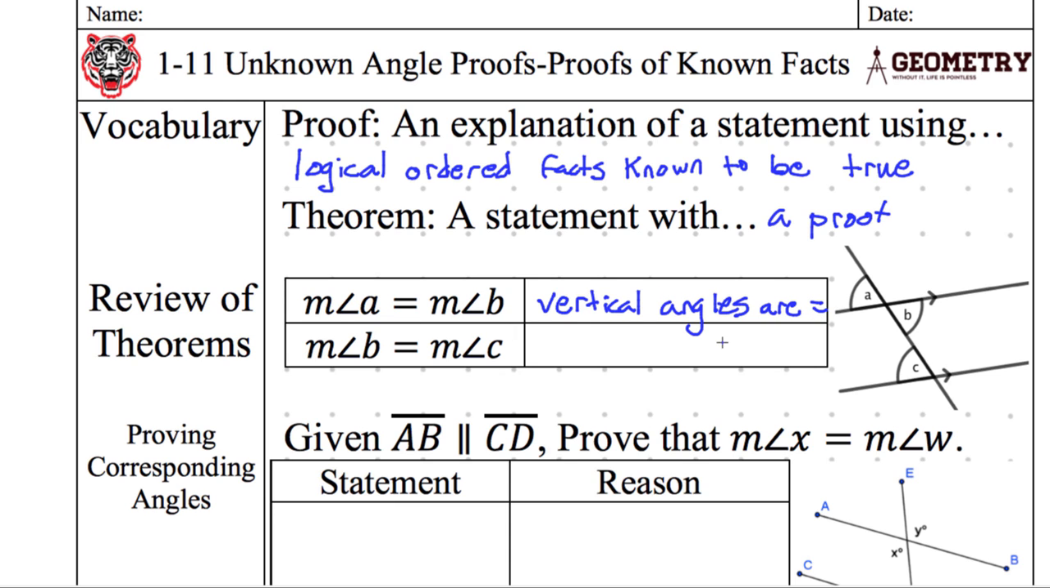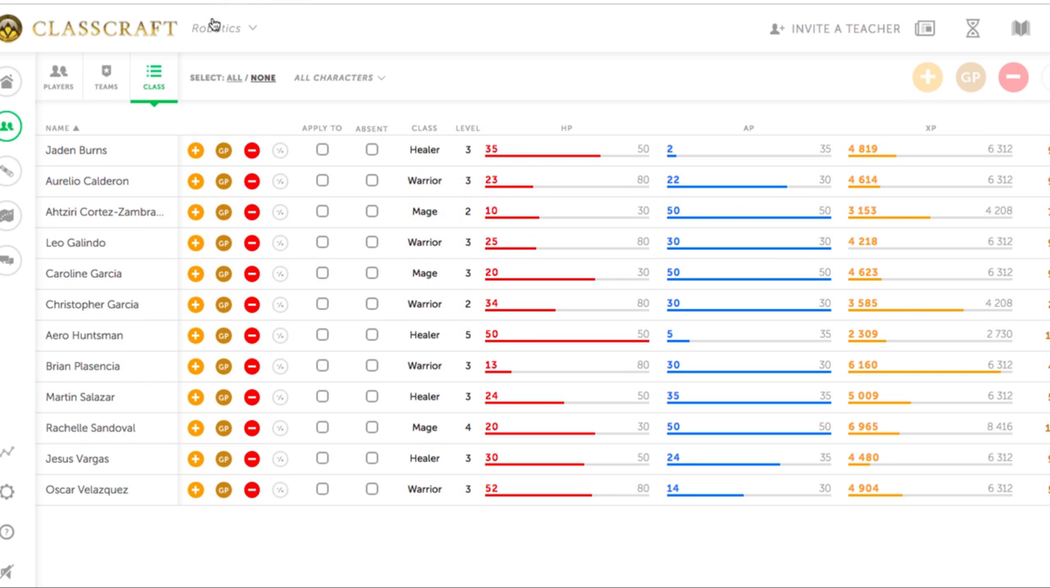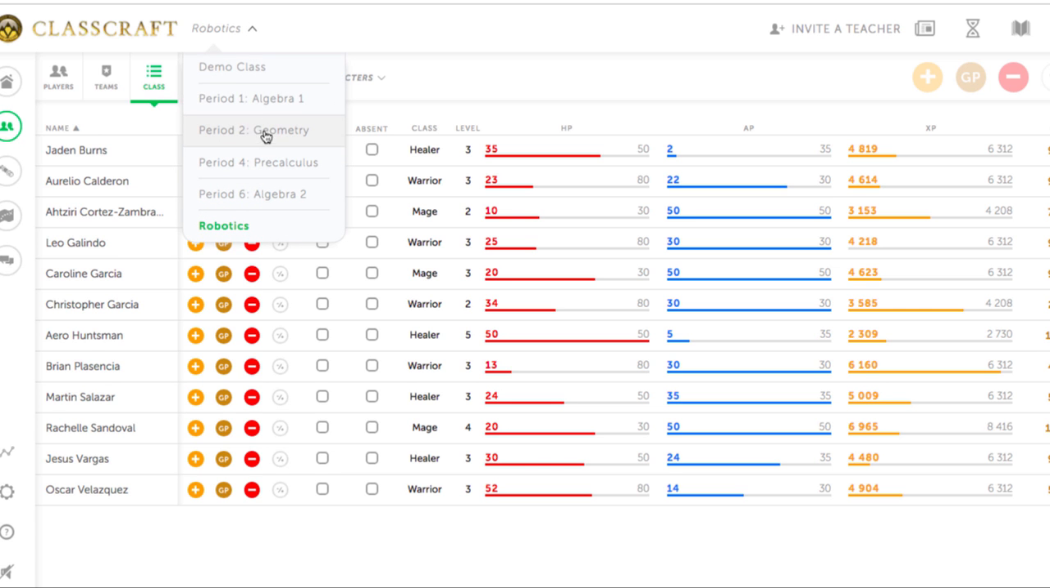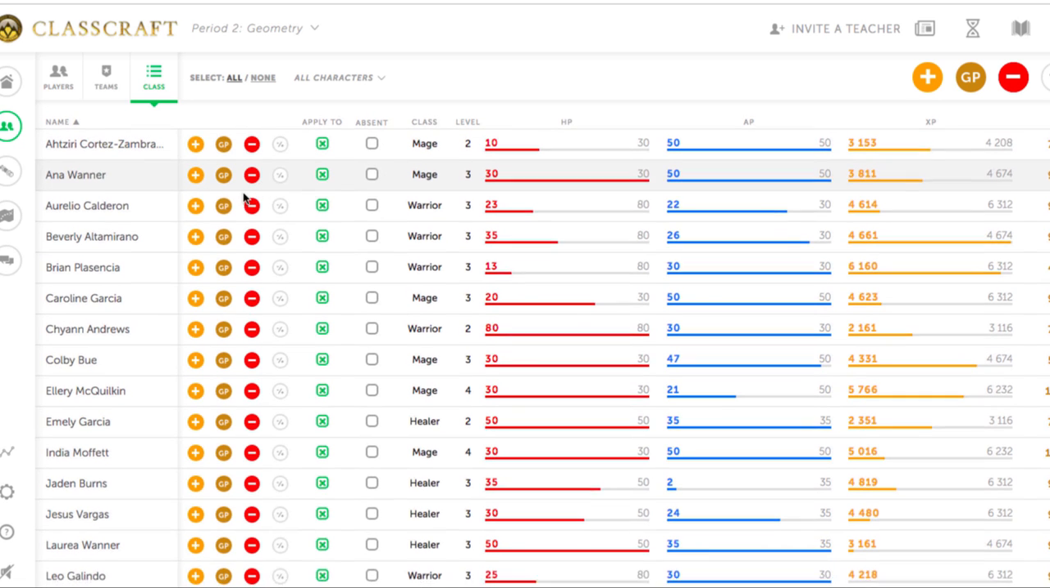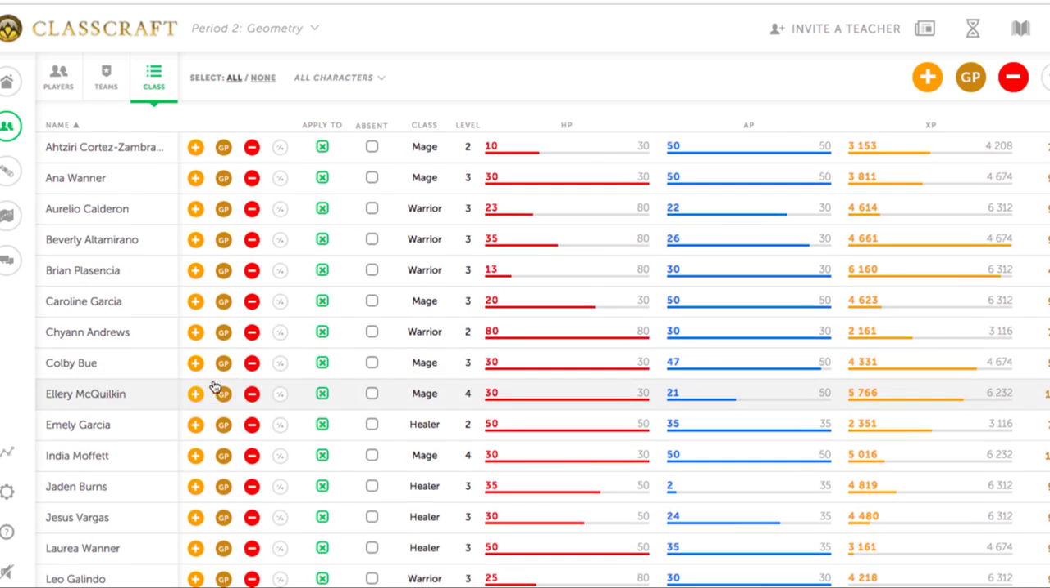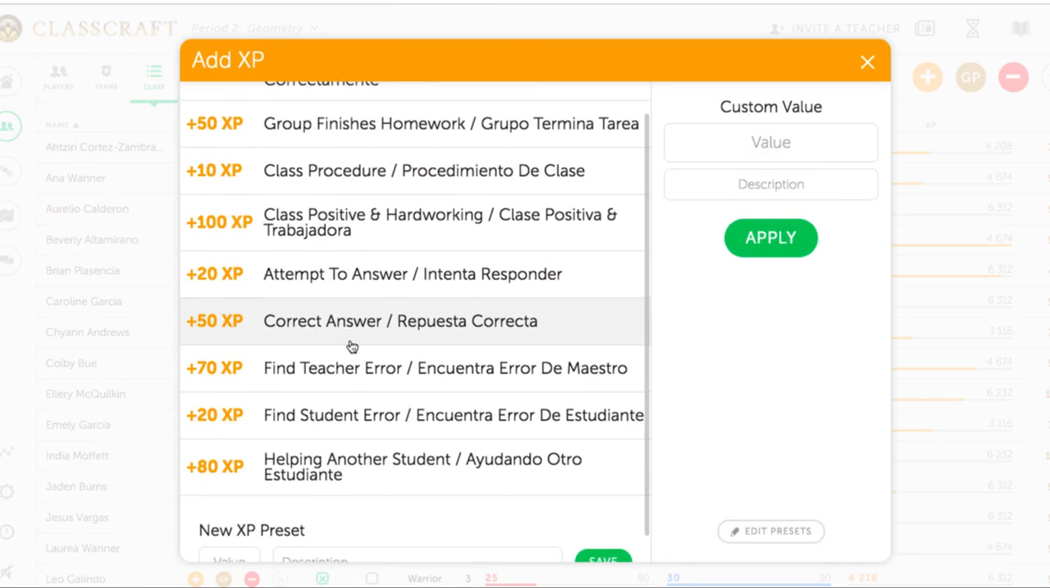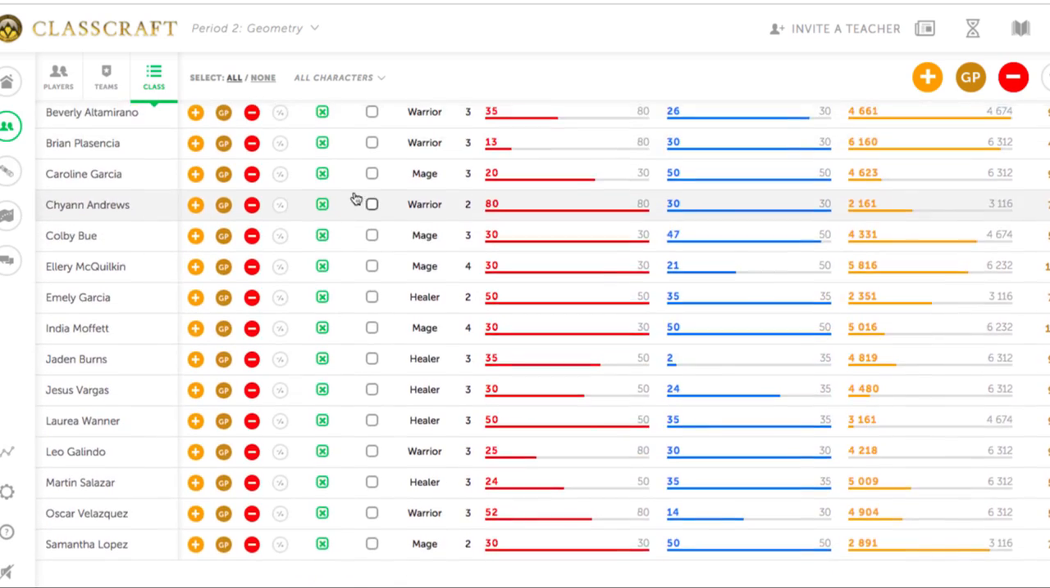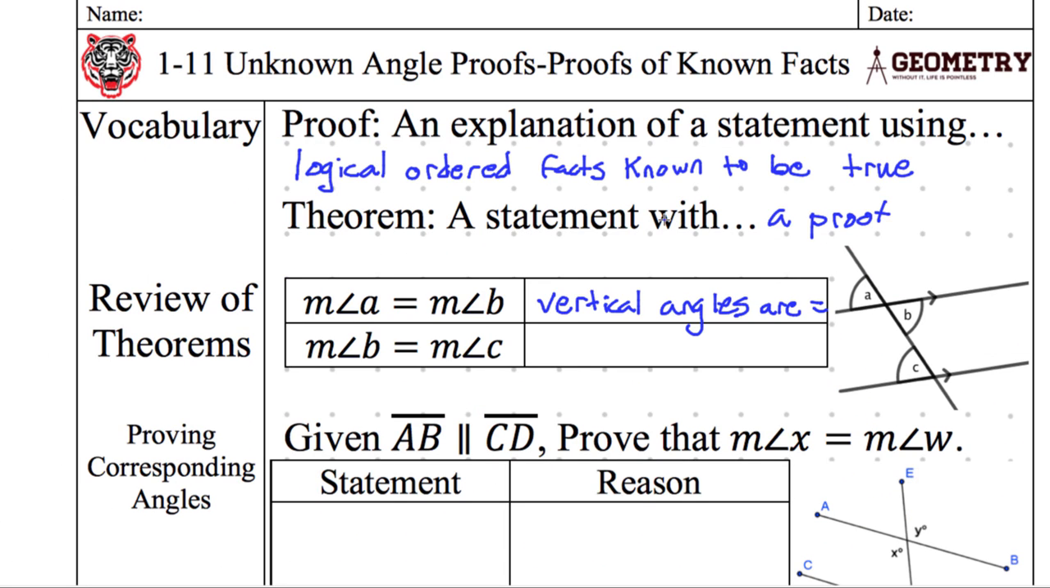B and C, why are they equal? Quiet raised hand. And let me switch over here to geometry so that I can give Ellery her XP. Do I get XP for turning out the lights? No. All right.